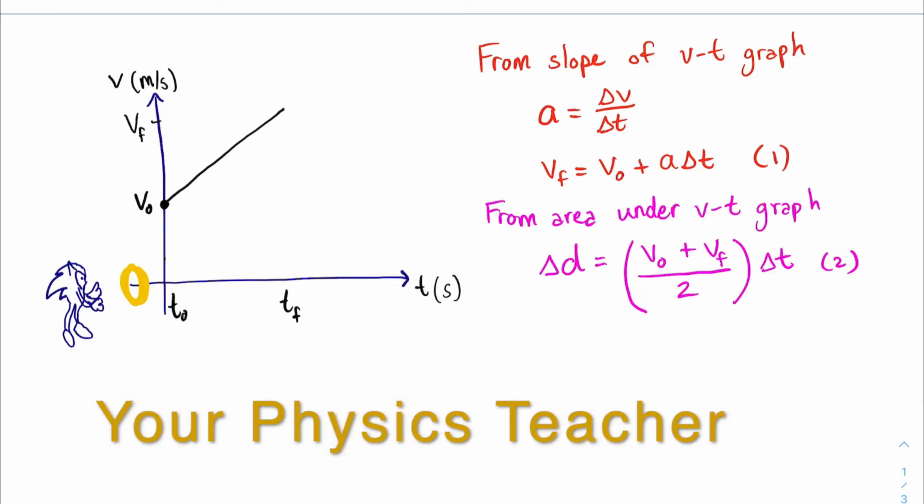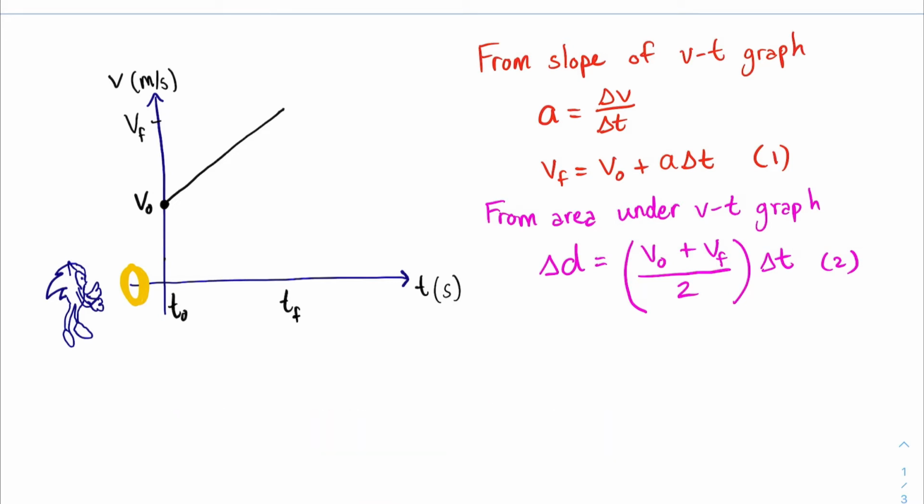Equation 1 comes from the slope of the VT graph, and equation 2 from the area under the VT graph. But now we're going to be using our linear systems of equations. So we're going to be playing the game of substitution, elimination, and so on that you learn in math. But we're going to try to keep it simple and only focus on substitution.